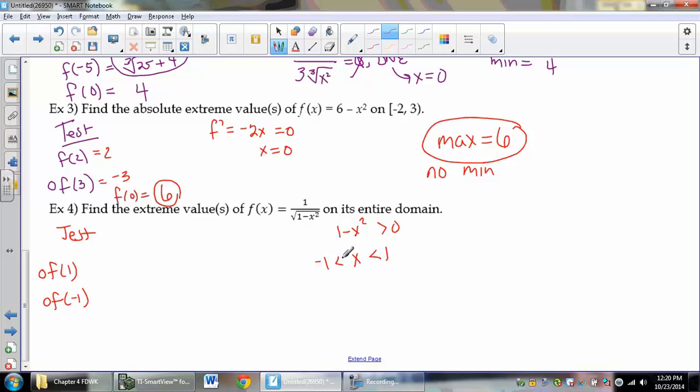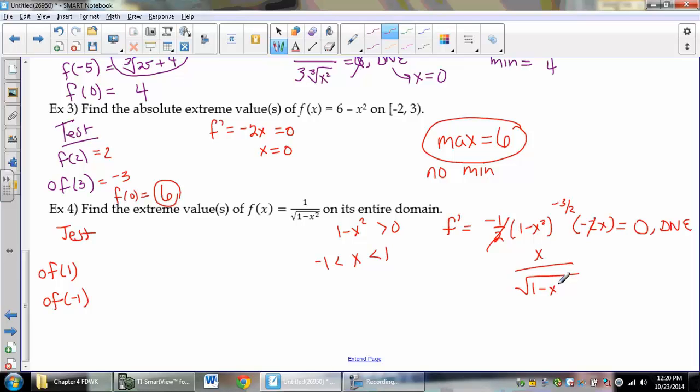And now I want to look for critical points. So I'm going to take my derivative, and this is 1 minus x squared to the -1/2. So I'm going to bring down the power, reduce it by 1, and multiply by the derivative of the inside. I want to know when that equals 0 or does not exist. So this cancels with this, and I really have x over the square root of 1 minus x squared cubed.